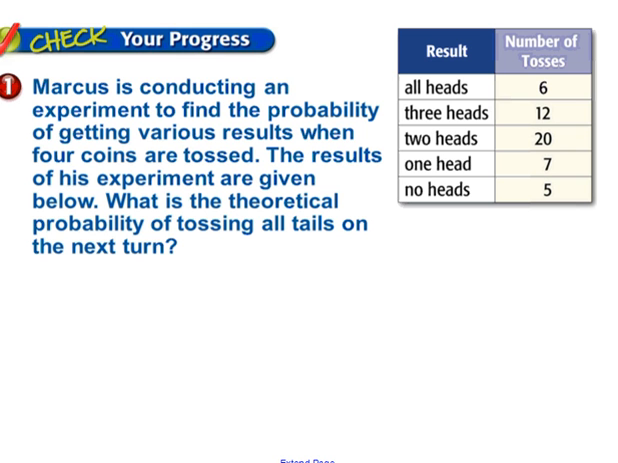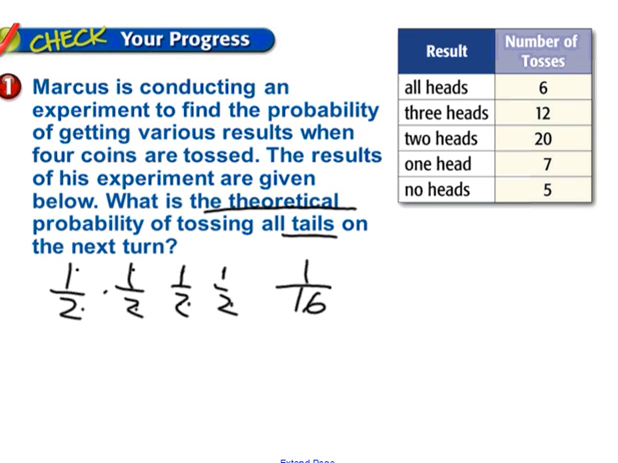All right. Marcus is conducting an experiment to find the probability of getting various results when 4 coins are tossed. The results of the experiment are given below. What is the theoretical probability of tossing all tails? Well, all tails would be 1 out of 2 for the first throw, 1 out of 2 for the second, 1 out of 2 for the third, and 1 out of 2 for the fourth. So 1 times 1 times 1 times 1 is 1, 2 times 2 is 4, times 2 is 8, times 2 is 16. So it'd be a 1 out of 16 on the next turn.